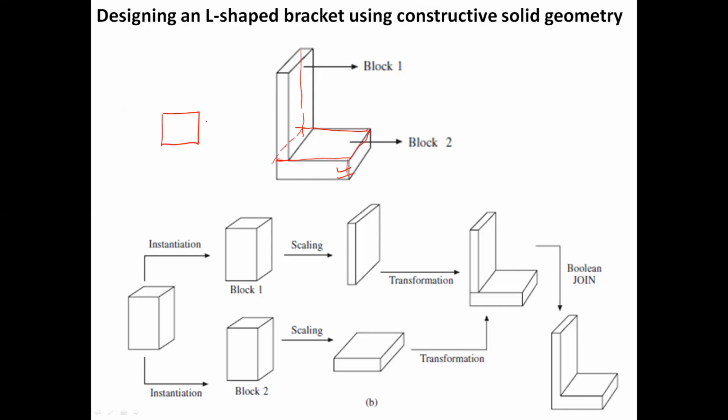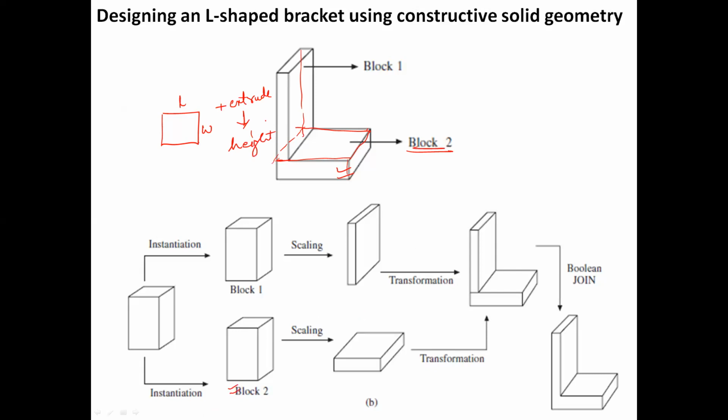And what I will do is after I draw this, this will have some length and this will have some width. I'm not going into dimensions right now. So I have length and width. And the next command I will do is extrude. And then I will give the height. So block 2 has been created.